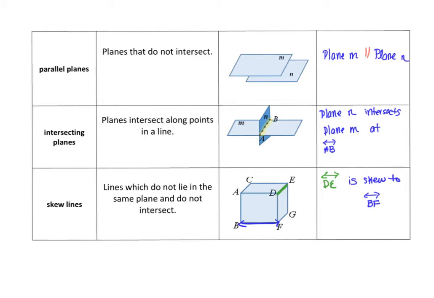Think of this as a cube, right? This top line is never going to intersect this bottom line. Also, something that you need to know is that skew lines cannot be parallel. So always think 3-dimensionally to determine if lines are skew, because sometimes it can get a little bit confusing.